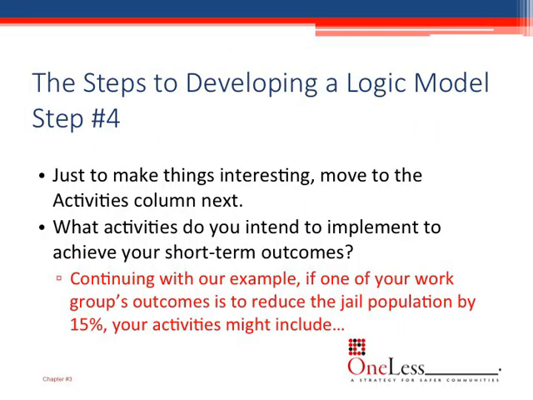Now here we are going to take a little diversion from the strict work right to left principle. The reason for this is that the outputs are easy to identify once you are clear about your activities. So step 3 is to identify the activities you intend to implement to achieve your short-term outcomes. In the example we've been using, of reducing the population of low-risk pretrial defendants, think about the activities that might lead to this.